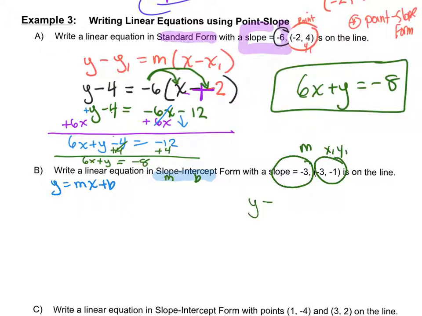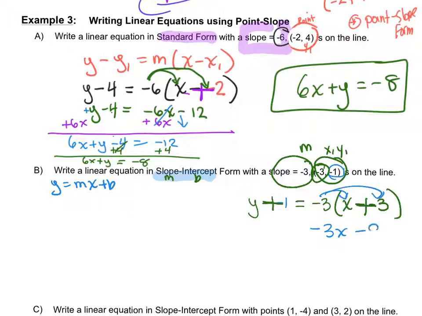y minus y1, which is negative 1, is equal to the slope m times x minus negative 3. So this becomes x plus 3. This becomes y plus 1. You're going to distribute so that you can put it in slope-intercept. Negative 3x, negative 3 times 3 is negative 9. y plus 1 is equal to negative 3x minus 9.